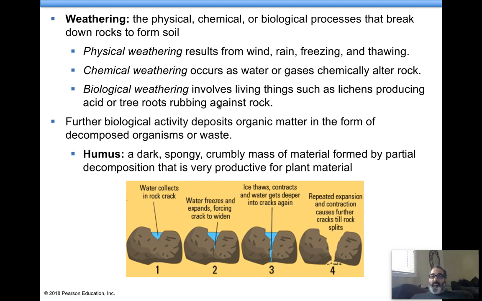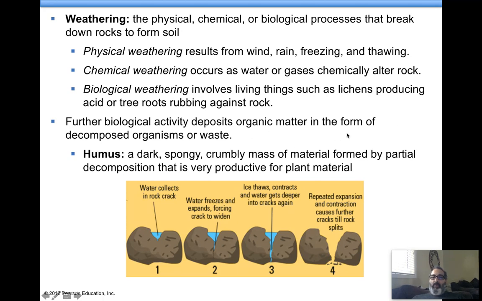All right. Tree roots, man, they can crack your sidewalk. They technically physically break it down, but it's happening by a biological source, so it's considered biological weathering. So weathering, physical, chemical, biological, these things combined can break down big pieces of rock and make smaller pieces of rock. All right.